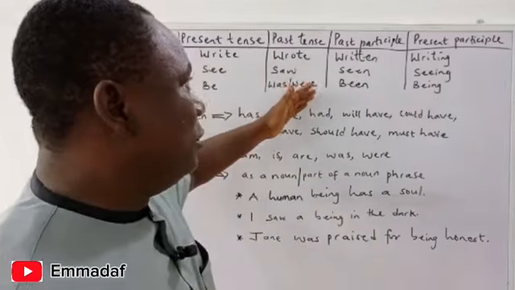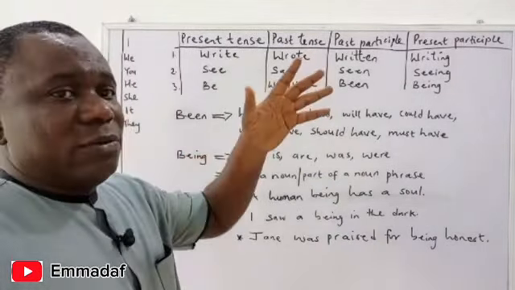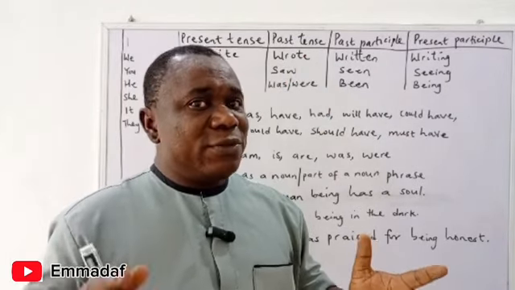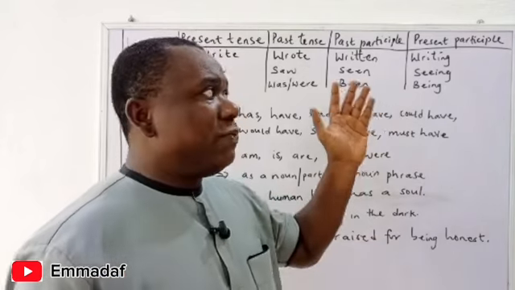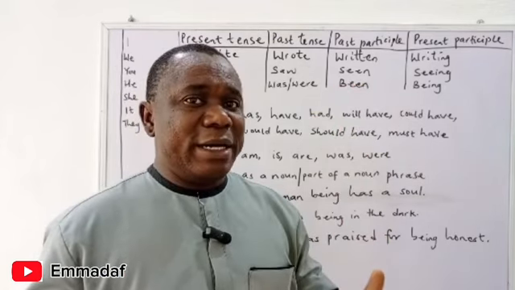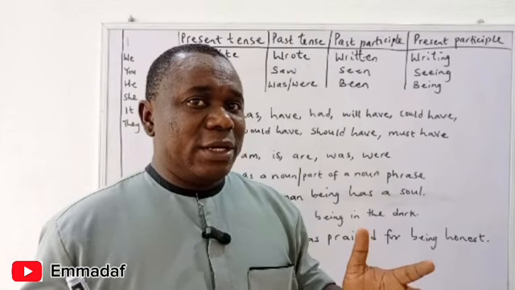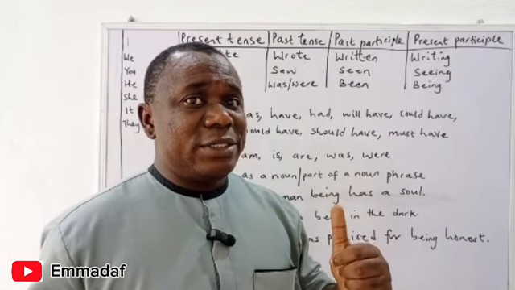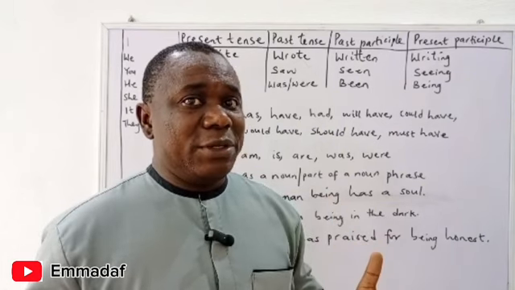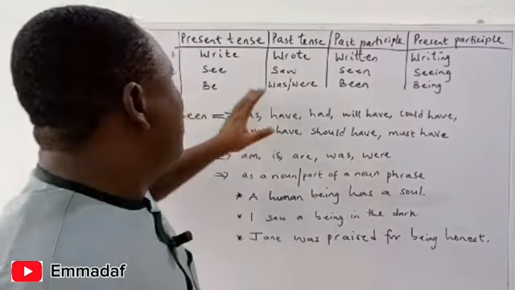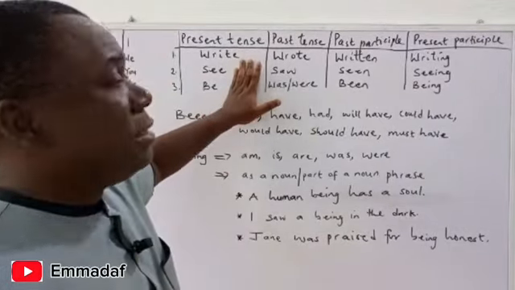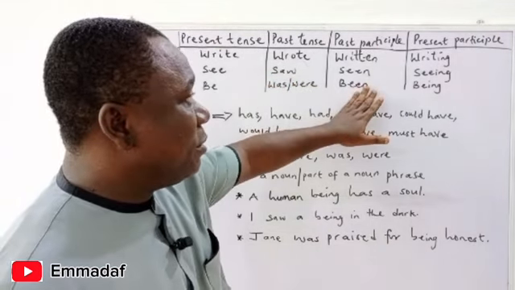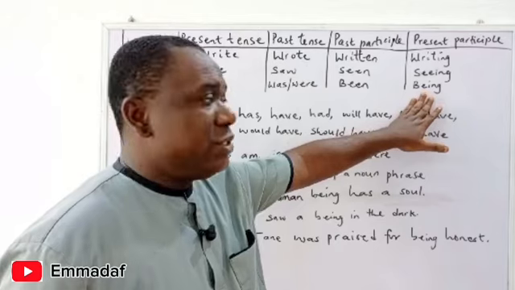Now, let's look at the board. Verbs have many forms, but among the different forms of a verb, these four parts are called the principal parts of the verb. They are called the principal parts of the verb because from these four parts, all the tenses of the verb can be created. The principal parts of the verb are the present tense, the past tense, the past participle, and the present participle.